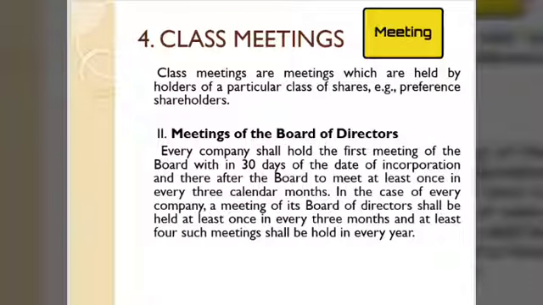In the board meeting, the important matters will be discussed. In case of every company, a meeting of its board of directors shall be held at least once in every 3 months, and at least 4 such meetings shall be held in every year. This is regarding the meeting of the board of directors.